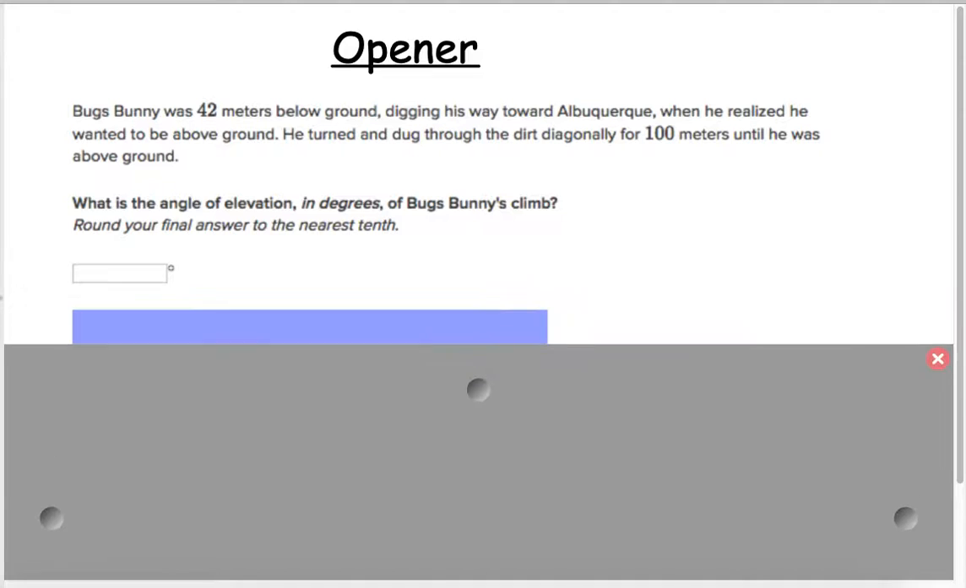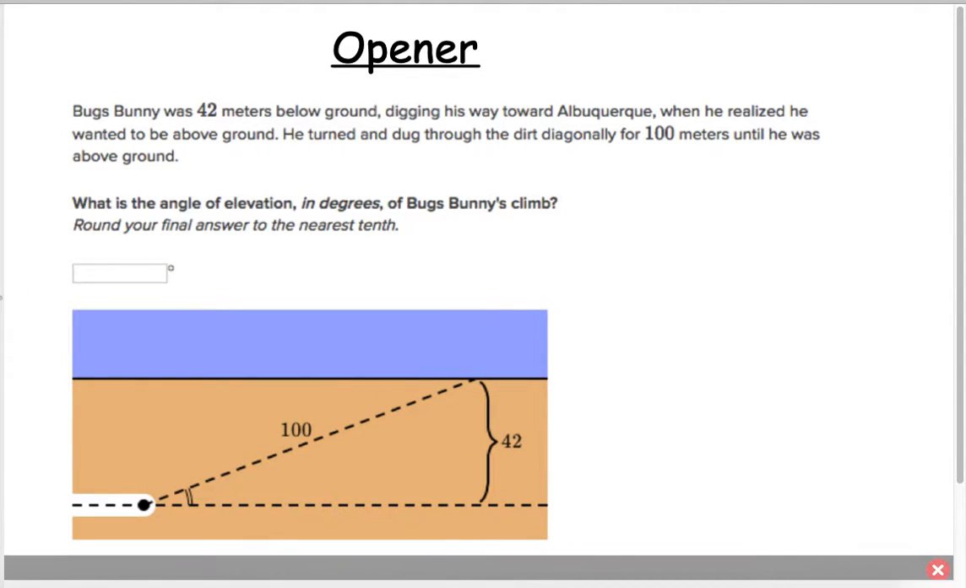Well, if we have a picture for this, and I want to know what's the angle of elevation in degrees of Bugs Bunny's climb, angle of elevation, that means this angle right here. So notice we have a triangle. Here's Bugs Bunny to start with. He starts digging on a diagonal of 100 meters, put meters there. He started 42 meters below ground. So we actually have here a right triangle.